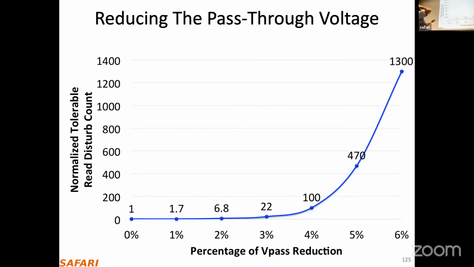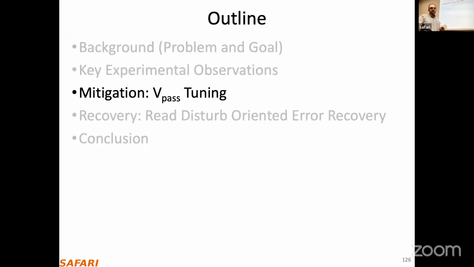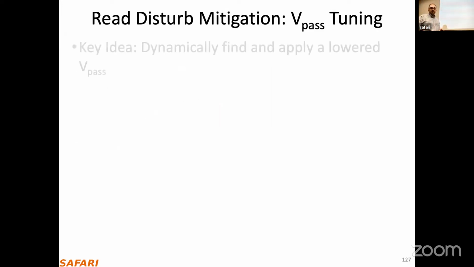what this figure is showing: the normalized tolerable read disturb count can be increased by 1,300 times, which is a lot. So by only reducing VPass by 6%, you can achieve 1,300 times higher tolerability. So this is the key observation, as I said, that slightly lowering VPass greatly reduces read disturb errors. And basically, the technique is quite simple. We just need to tune VPass.